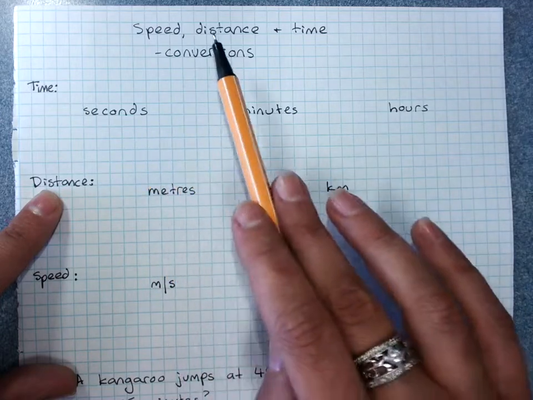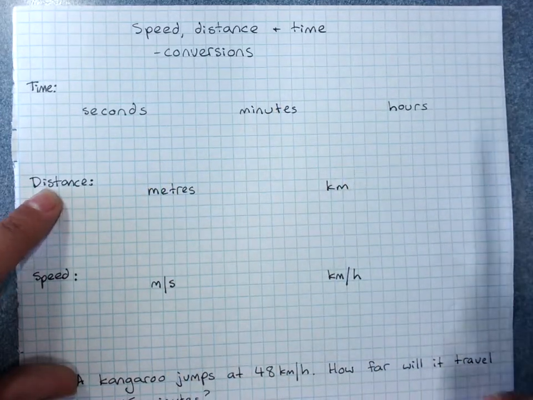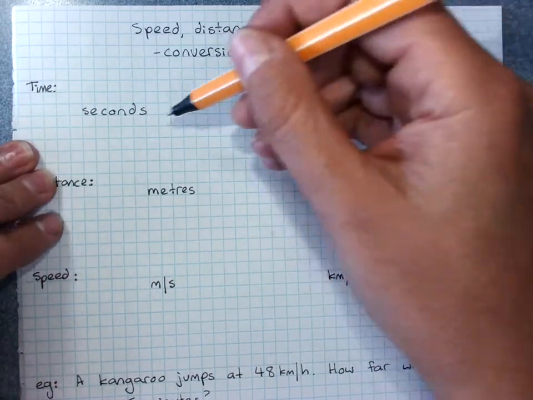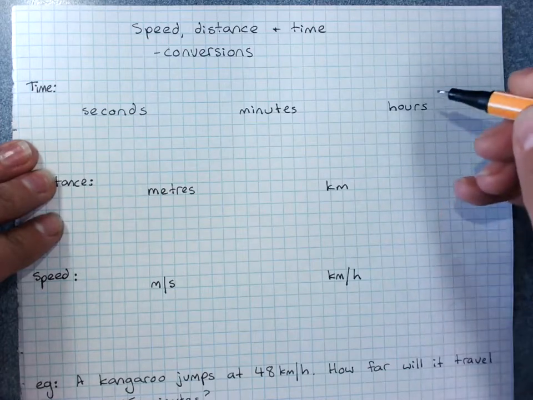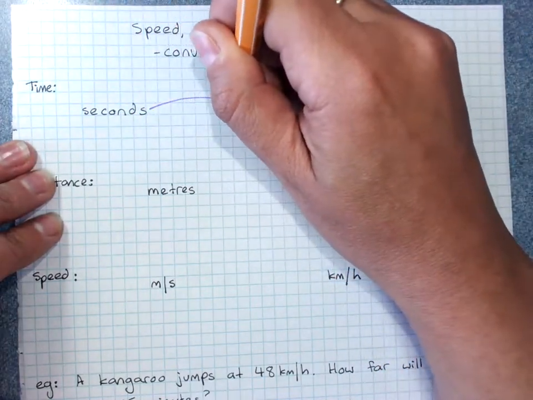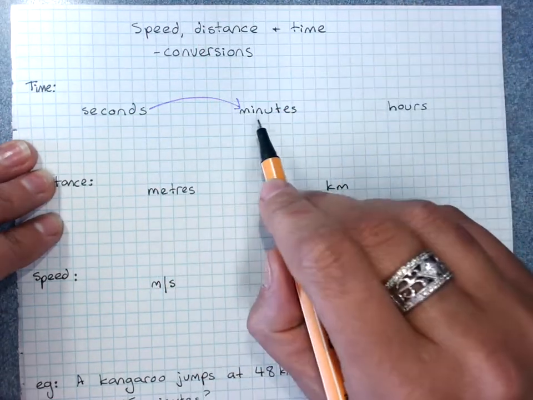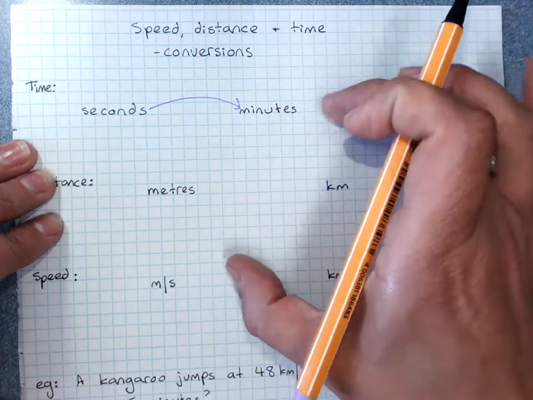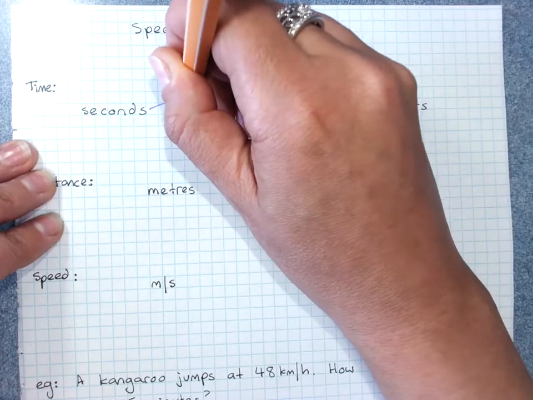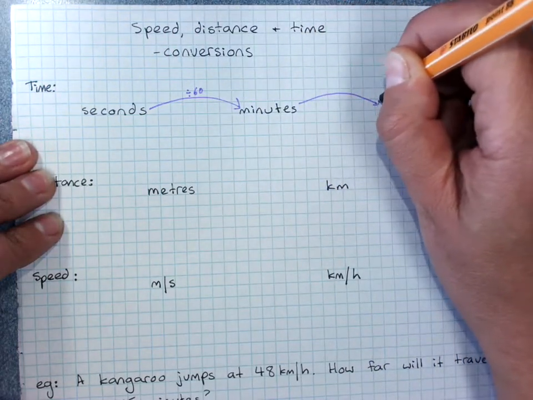So our speed, distance and time units all have to match up, and sometimes to solve a problem that means that we'll have to convert. So a little conversion table is useful. If I've got a value in seconds and I want to change it to minutes, there's 60 seconds in a minute, and a minute is a larger chunk of time, so there'll be fewer of them, so we divide by 60. Minutes to hours, it's the same thing.